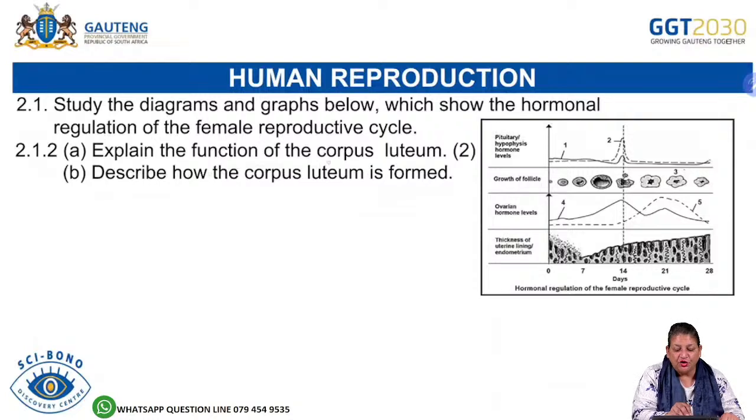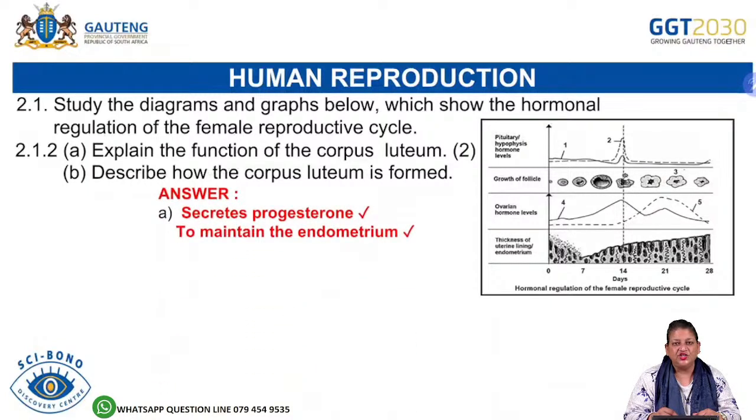Explain the function of the corpus luteum. Remember, you've already analyzed your diagram. Here's the corpus luteum. What is its function? You said to secrete progesterone to maintain pregnancy, or to maintain the endometrium during pregnancy. That is the function of progesterone.